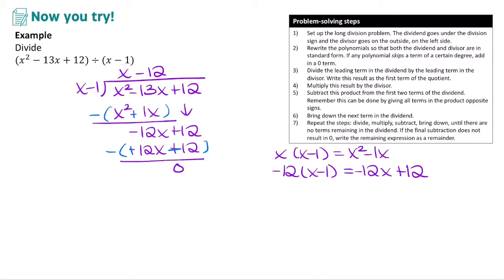Negative 12x divided by x is minus 12. Minus 12 times x minus 1 gives me minus 12x plus 12. And then remember, when I subtract, I go ahead and switch those signs. So this is going to become plus 12x. So minus 12x plus 12x is 0. And then plus 12 minus 12 is going to be also 0. So the quotient is just x minus 12, and I have no remainder in this problem.